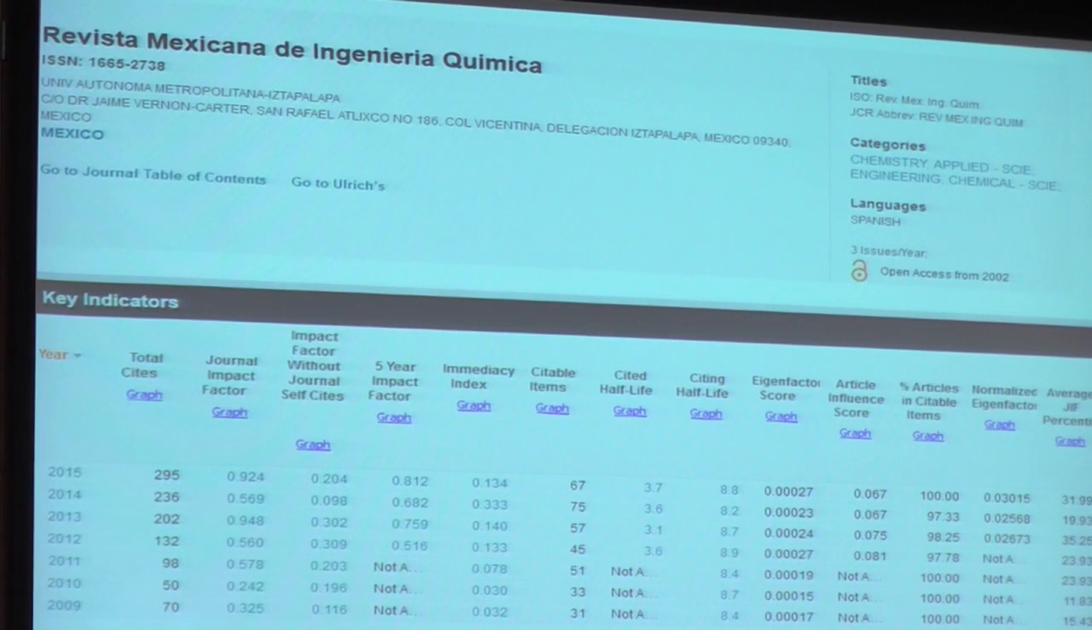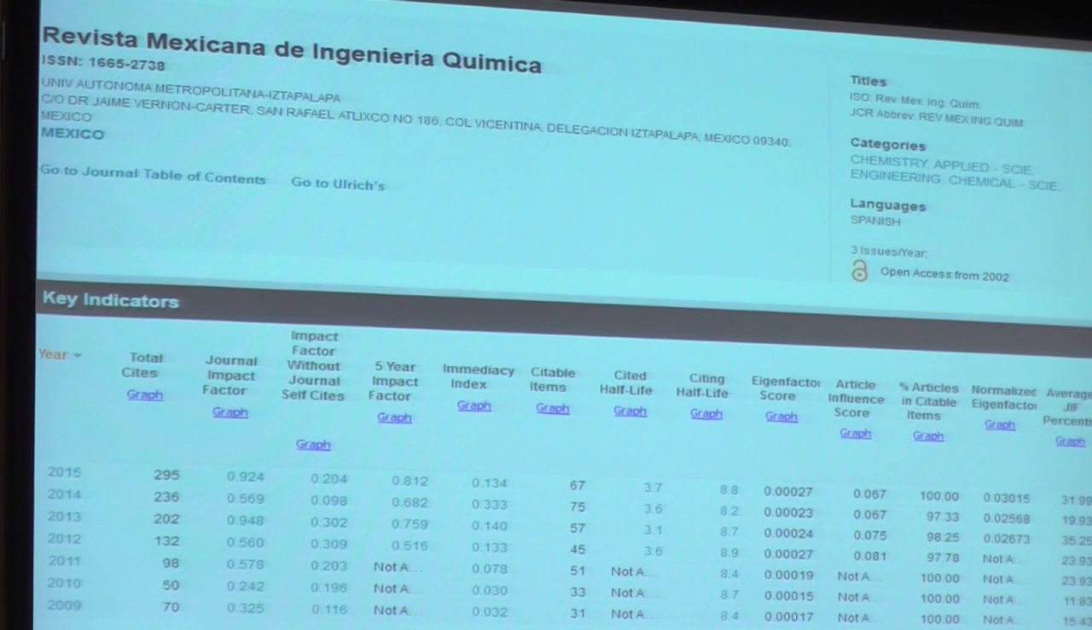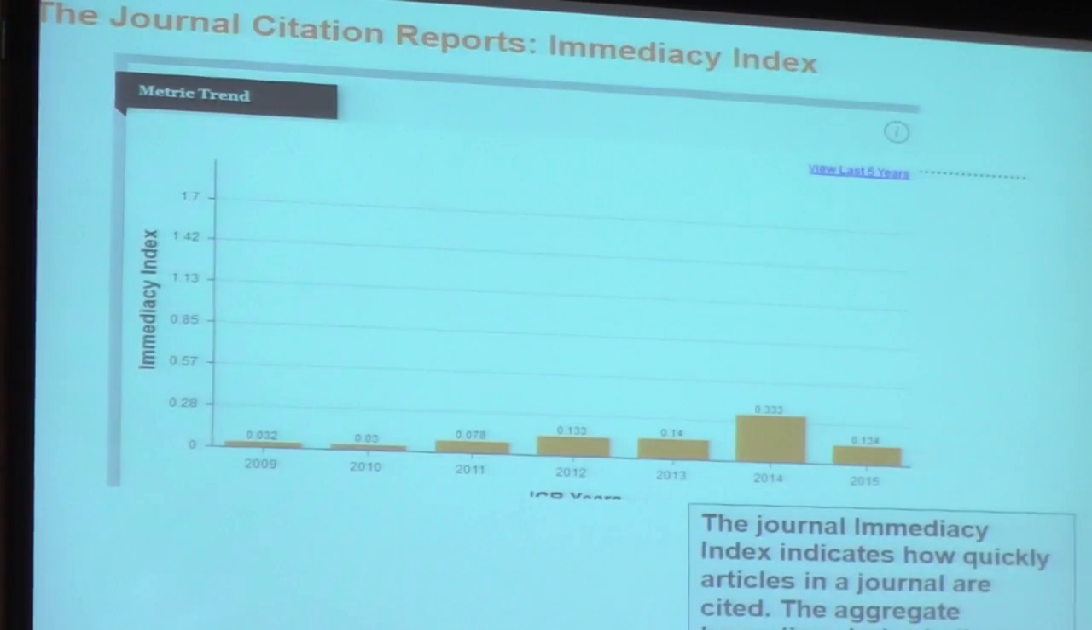Again, I used the same journal, the Revista Mexicana de Ingeniería Química, and you see all of the various metrics. I included all of them that are available across the screen. And you see total cites, journal impact factor without journal self-cites, 5-year impact factor, immediacy index, citable items, the number of items that are considered as part of the journal impact factor, cited half-life, citing half-life, the Eigenfactor score, the Article Influence score. These are 2 metrics that come out of the University of Washington. They use our data to produce these, and they are freely available. We've incorporated them, integrated them into JCR. The normalized Eigenfactor and the average journal impact factor percentile. So let's take a look at a few of these.